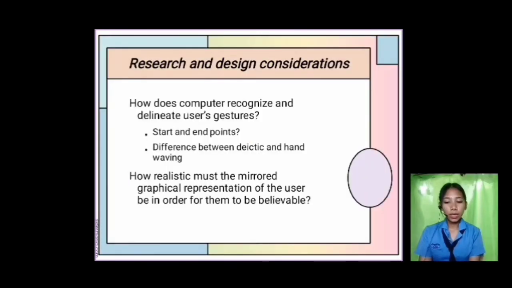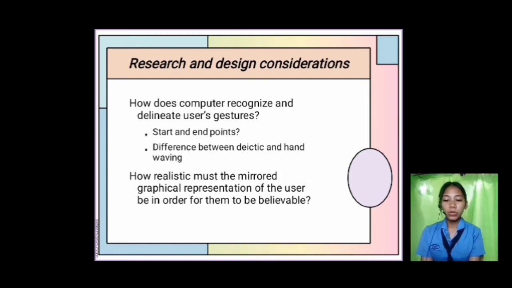A key design concern for using gestural input is to consider how the computer system recognizes and delineates the user's gesture. In particular, how does it determine the start and end point of a hand or arm movement? And how does it know the difference between a didactic gesture, a deliberate pointing movement, and hand waving, an unconscious gesticulation that is used to emphasize what is being said verbally?